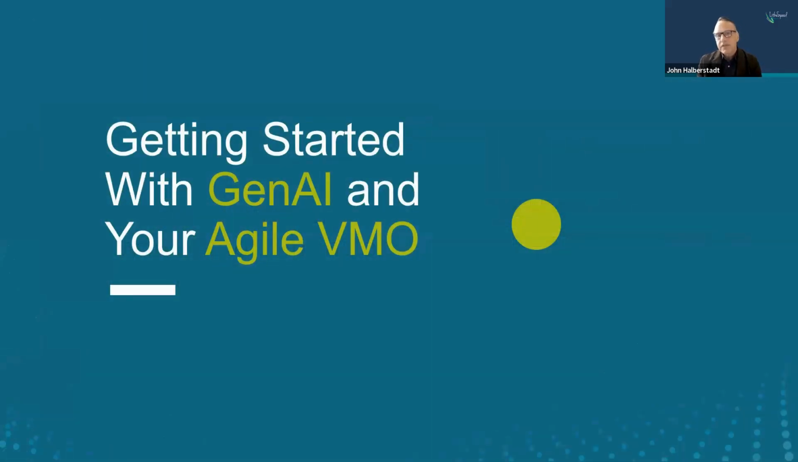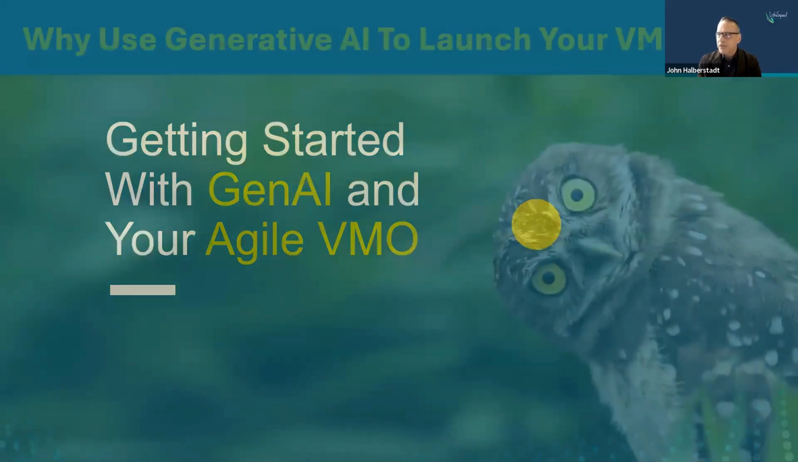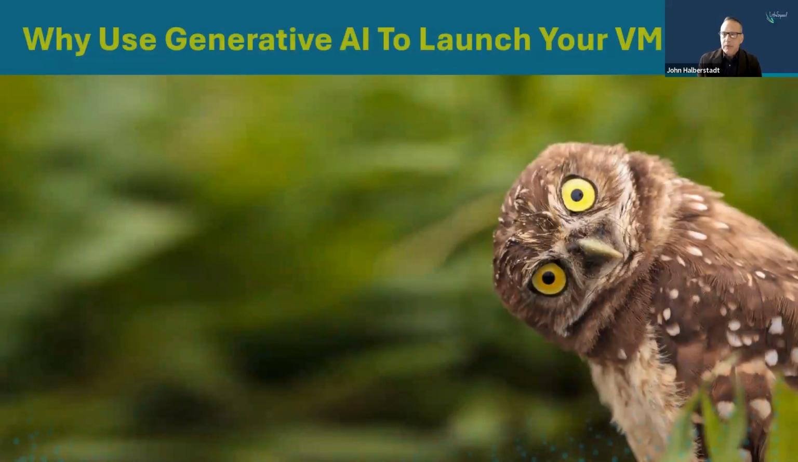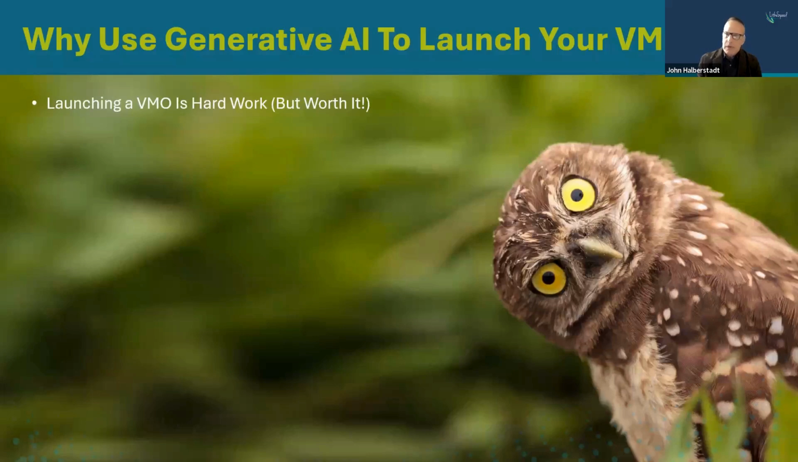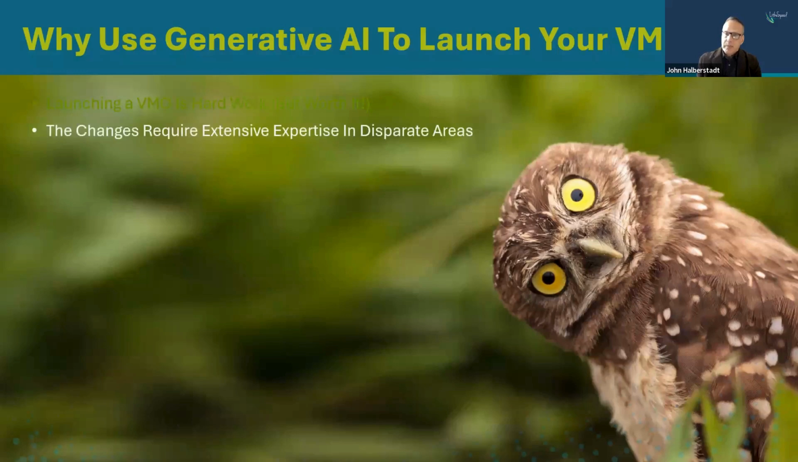So, getting started with generative AI in your Agile Value Management Office. Some of you may know that I use this owl picture whenever there's a question. But this is a good question: why would we use generative AI to launch our VMO? This is based on my personal experience in launching VMOs or similar APMOs. It's hard work. It's absolutely worth it. It really gives us the outcomes that we need in organizations. Hard stop, that is just absolutely true. The VMO can change that reality.